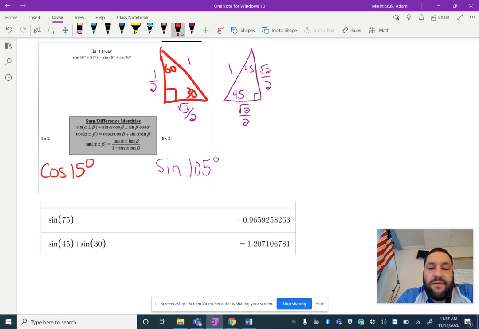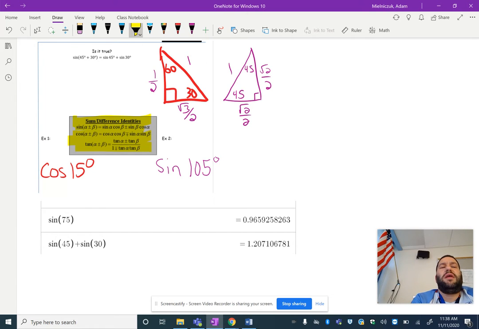All right, in lesson 11.3, we're going to be taking a look at sum and difference identities, which are stated right here. I'm highlighting them as we speak. We're going to go through them individually as we go through this. I think it makes a lot more sense than me just reading them to you right now.